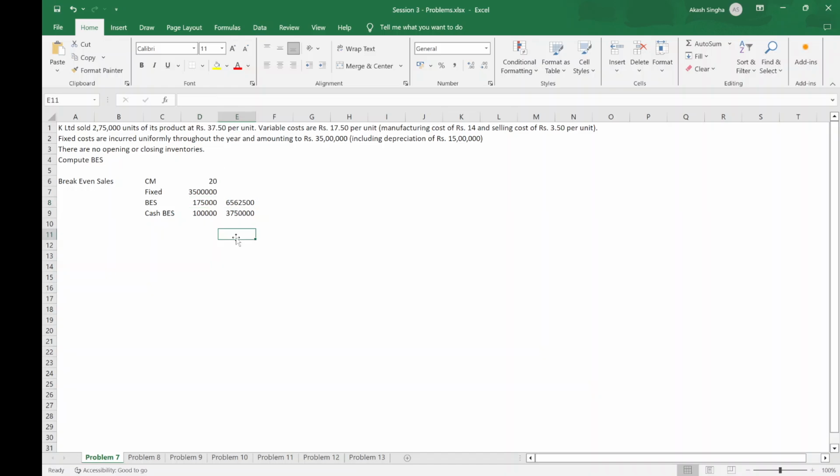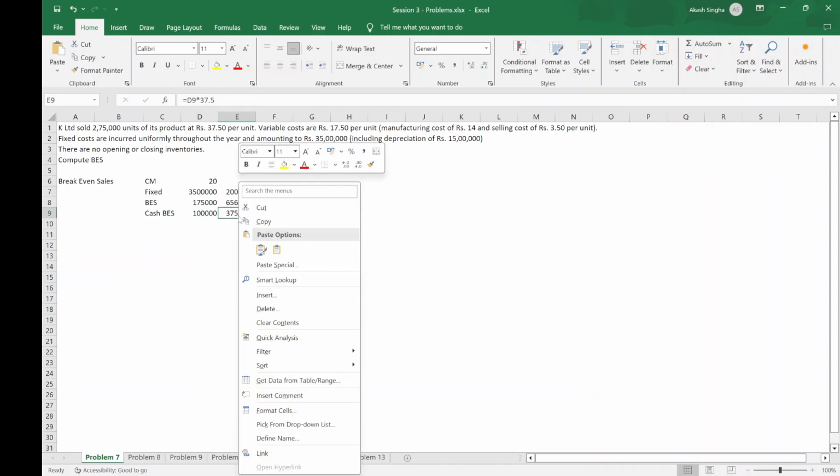Now it is said to calculate cash break-even sales, where we need to calculate how much of the fixed cost is going through our cash. So that won't include the depreciation. So the cash fixed cost will be 35 lakh minus 15 lakh, which is 20 lakh. So for 20 lakh fixed cost, what will be the cash break-even sales? 20 lakh by 20 units, and the amount will be into 37.5.